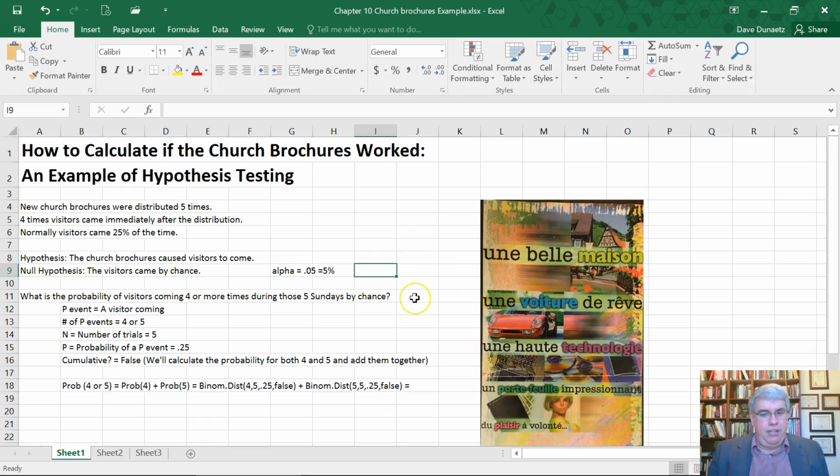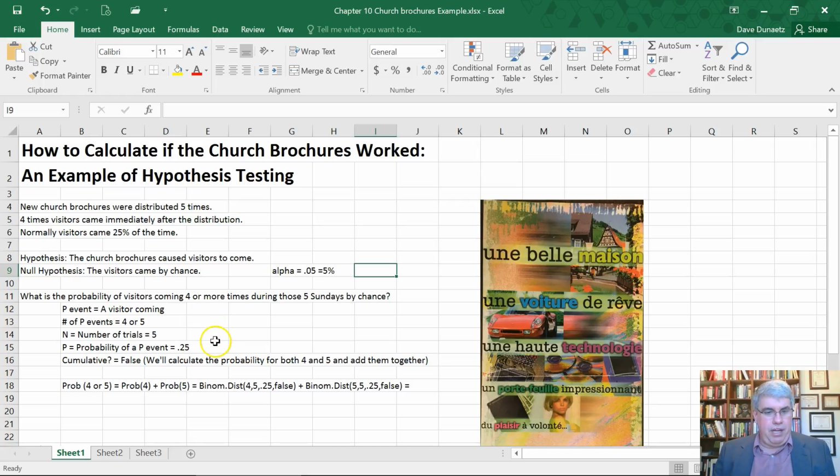So we need to calculate the probability of visitors coming 4 or more times during 5 Sundays by chance. Now, the way that we've phrased this is a binomial distribution. Visitors either come or they don't come on a Sunday morning, and there's a 25% chance that they're coming. So the P event that we're interested in is a visitor coming. The number of P events that we want to calculate the probability for is 4 or 5, because we want to know the probability that 4 or 5 visitors would come during a 5-week period, or come on 4 or 5 Sundays during a 5-week period.